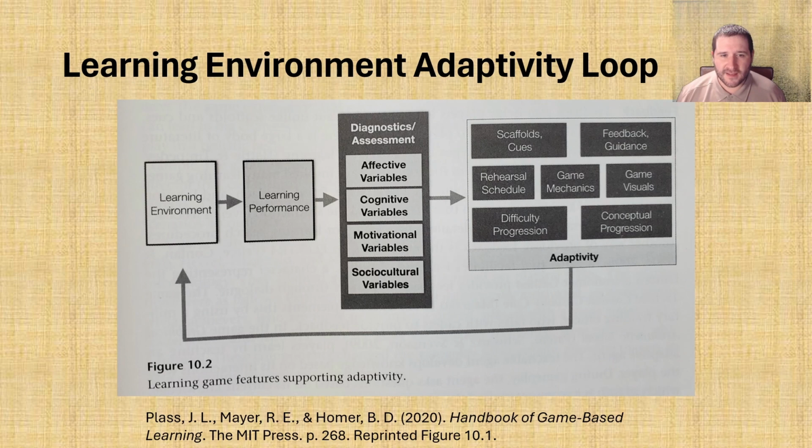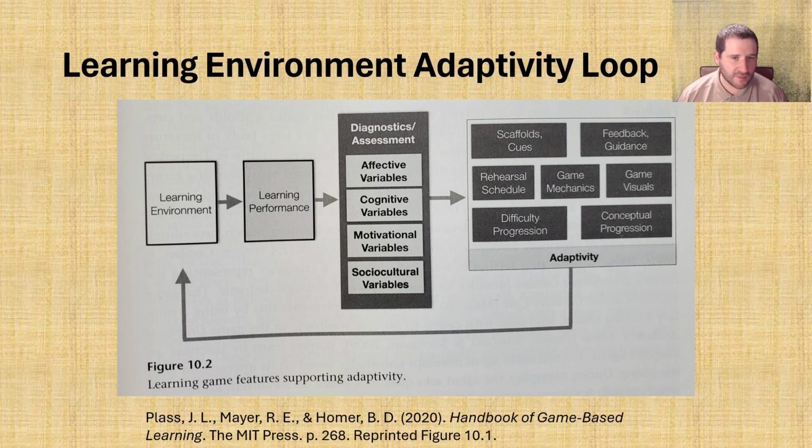Okay, and we can see this again. Here's another version of the same loop where the adaptivity can come in many ways. As the game is assessing these variables, maybe it's adding in scaffolds or extra cues. Maybe it's giving the learner feedback or guidance. Maybe it's something as simple as a rehearsal schedule.